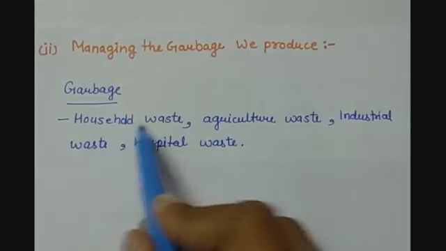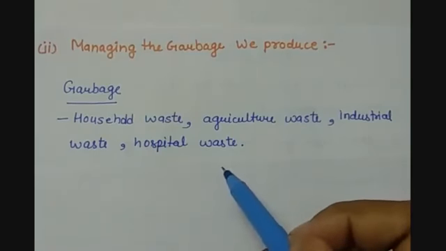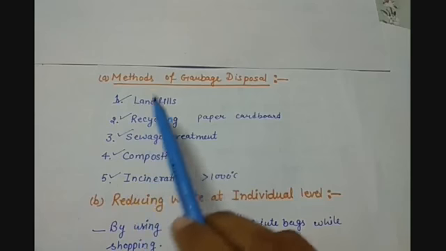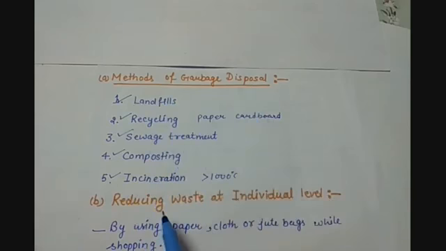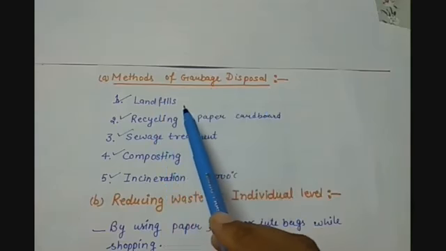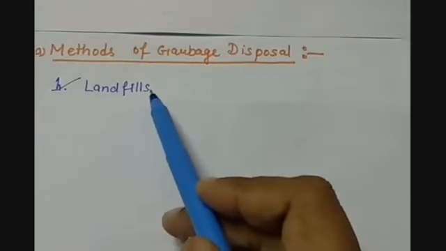from these different sectors. Out of all these waste materials, some of them are biodegradable, whereas most of them are non-biodegradable. If it is left in the open, then it can pollute the environment. So we basically have two different methods by which we can manage the garbage that we produce. One is methods of garbage disposal and the other is reducing the waste at the individual level. So let us begin with the first, methods of garbage disposal, which include landfills, recycling, sewage treatment, composting and incineration. So the first method is landfills.